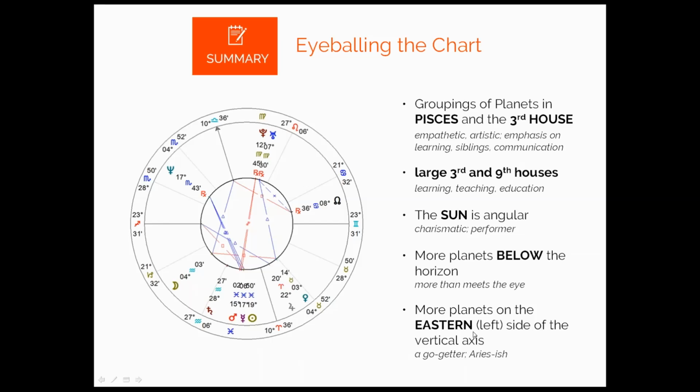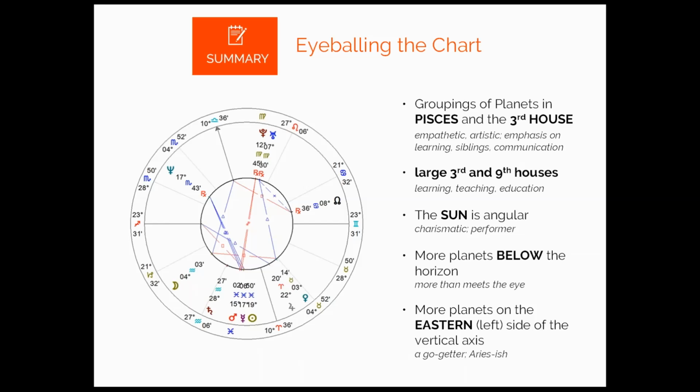So a quick summary of what we've looked at so far. First, we've looked for groupings of planets by sign and house. And we did find that there was a big grouping of planets in the sign of Pisces and in the third house. So this gives us a person who will probably be empathetic, artistic. There's an emphasis in the life on learning and siblings and communication.